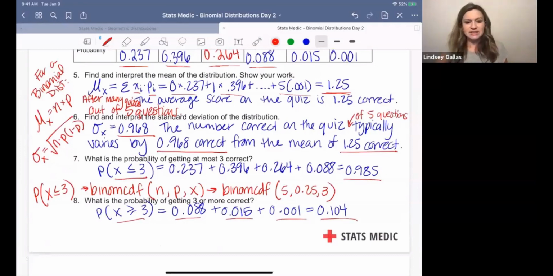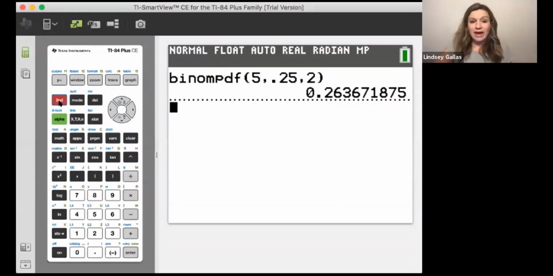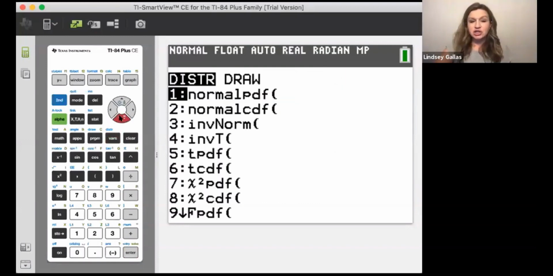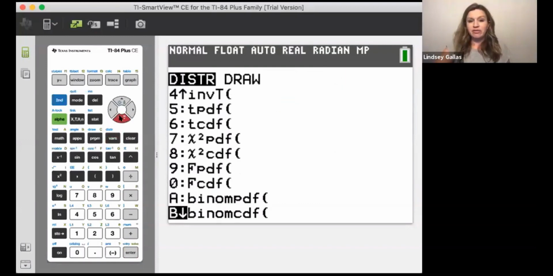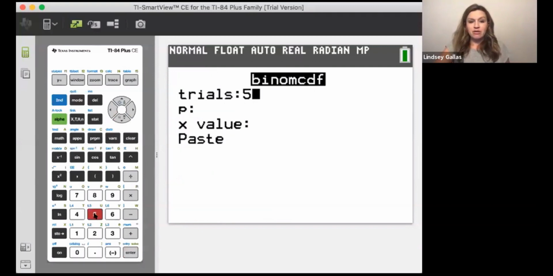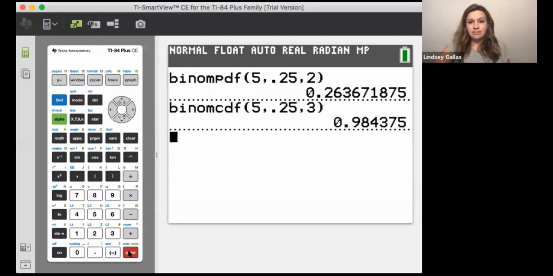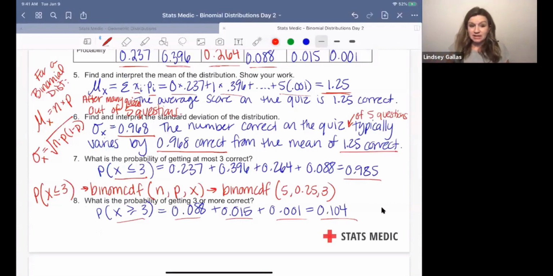Okay, so let me show you where that is on your calculator. So I'm going to go back into distributions again, and it's actually right below binom PDF. There we go, binomial CDF. So I'm going to click on that. 5 trials, 0.25 is my probability, and then my x value that I'm using is 3. And I get 0.984, and that's a little bit different due to rounding errors, but basically the same thing we had gotten above.